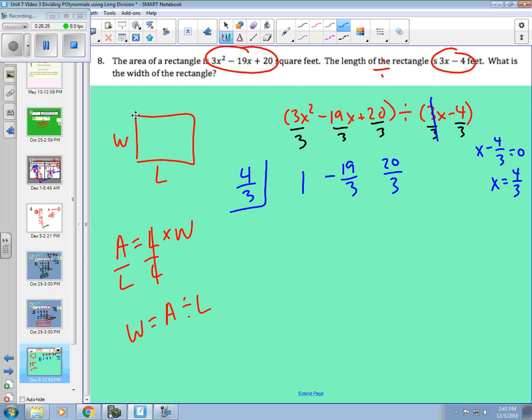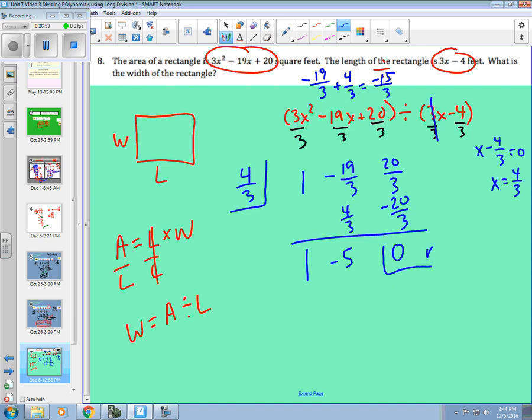And now we want to see what we get. If we drop the 1 down, 1 times 4 thirds is 4 thirds. Negative 19 thirds plus 4 thirds would be negative 19 plus 4, which is negative 15 over 3, which is the same as negative 5. Do some multiplying. 4 thirds times negative 5 is negative 20 thirds. If we add that up, that's going to be a remainder 0.